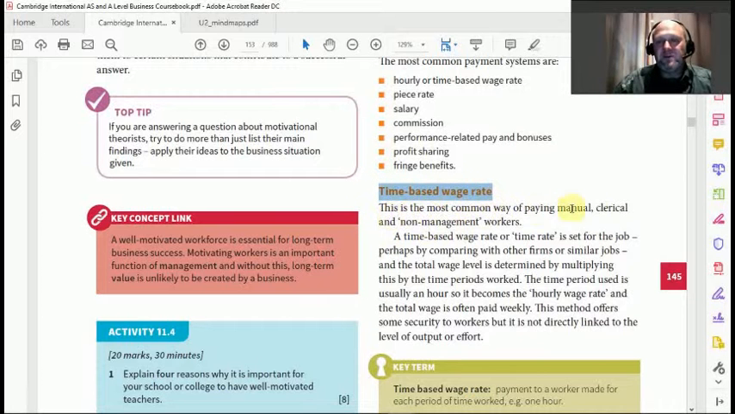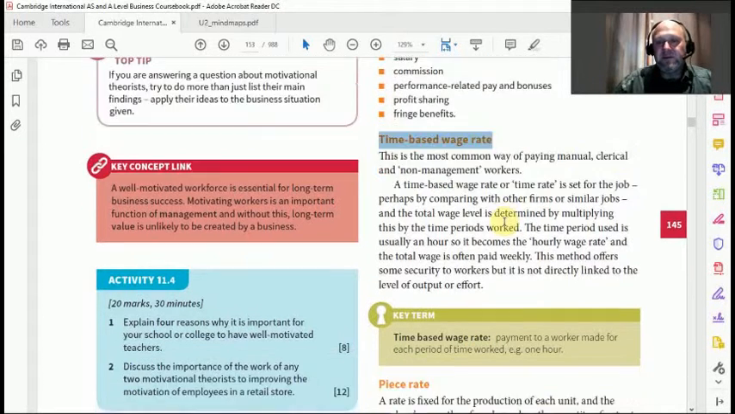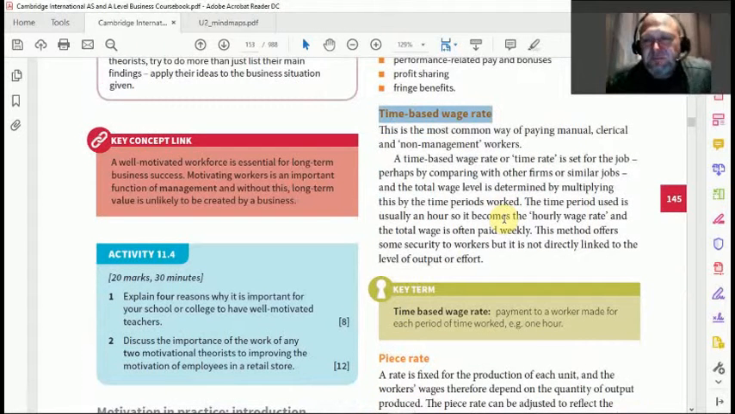The most common way of paying is for manual labor, where they basically just get paid for the hours that they've worked. Who do you think gets paid the most per hour? In what field? I would say the advocate gets the most pay. I mean, even a doctor doesn't get paid as well as an advocate does.